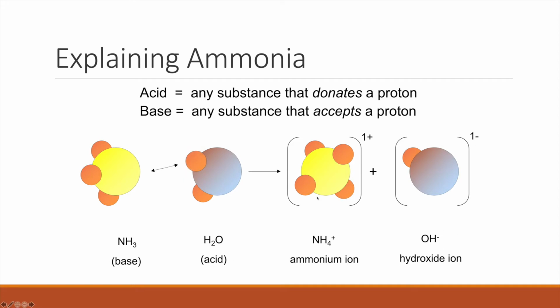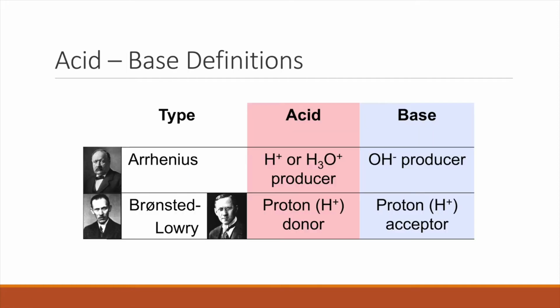Lost one hydrogen, lost one charge. So that's how I get hydroxide for ammonia. So Bronsted and Lowry's definition has explained ammonia, which was the whole point.